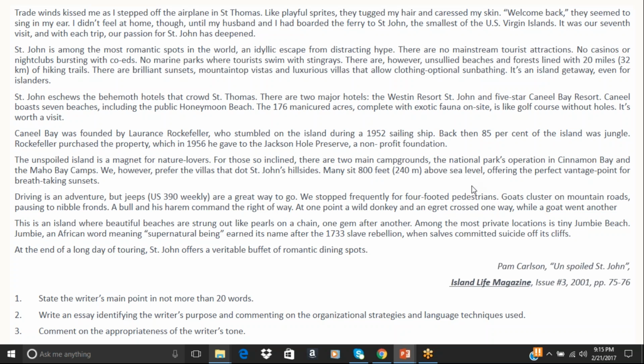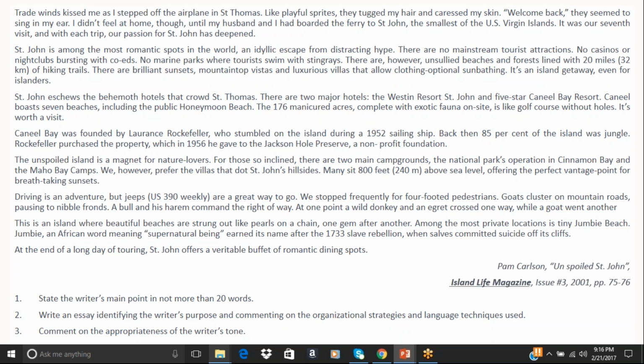Trade winds kissed me as I stepped off the airplane in St. Thomas. Like playful sprites, they tugged my hair and caressed my skin. Welcome back, they seemed to sing in my ear. I didn't feel at home though, until my husband and I had boarded the ferry to St. John, the smallest of the U.S. Virgin Islands. It was our 7th visit, and with each trip, our passion for St. John has deepened. St. John is among the most romantic spots in the world, an idyllic escape from distracting heights.